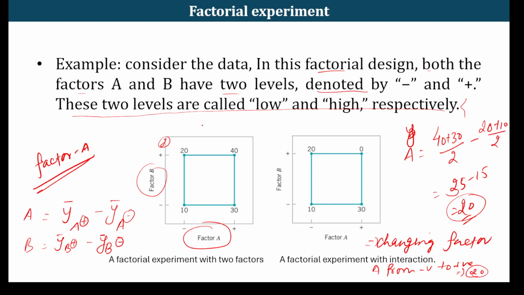If we talk about the effect of B, what will happen? So y bar positive, this is our 20 plus 40 by 2, minus negative 1, 10 plus 30 by 2. What will happen? 30 minus 20, it will become 10. So for B, we are going from negative to positive. How much change is coming? A 10 unit change is coming. So this is all about the primary factor.